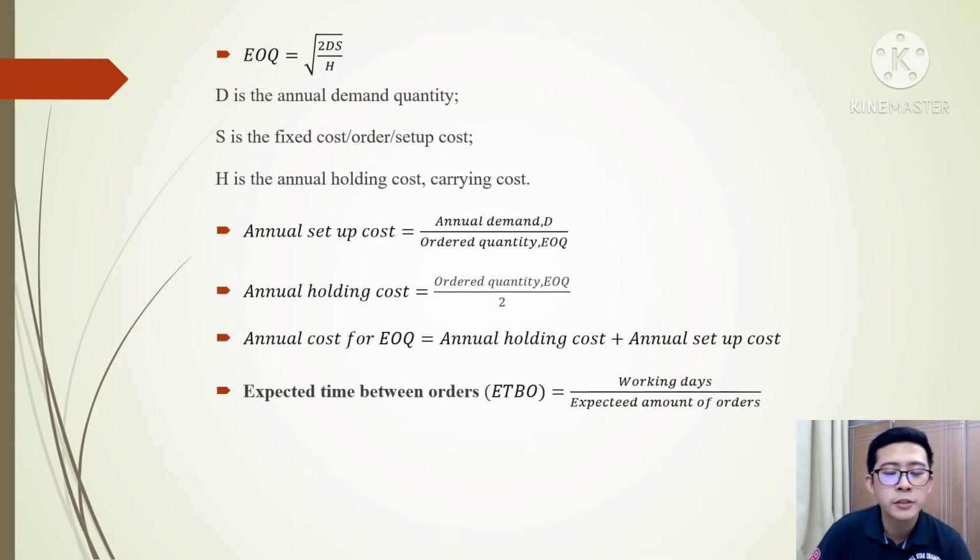Below these are the equations that we are going to use in our project. The first one is EOQ equals the square root of 2DS over H, where D is the annual demand quantity, S is the fixed cost, while H is the annual holding cost or carrying cost. Annual setup cost is equal to annual demand over ordering quantity. Annual holding cost is equal to ordered quantity over 2. Annual cost for EOQ is equal to annual holding cost plus annual setup cost. And the last one, ETBO, expected time between orders, is equal to working days divided by expected number of orders.